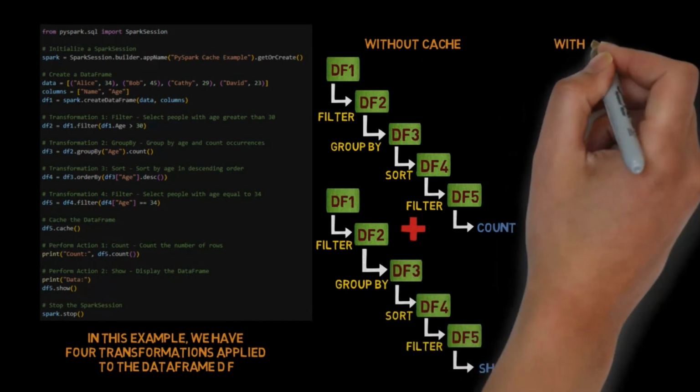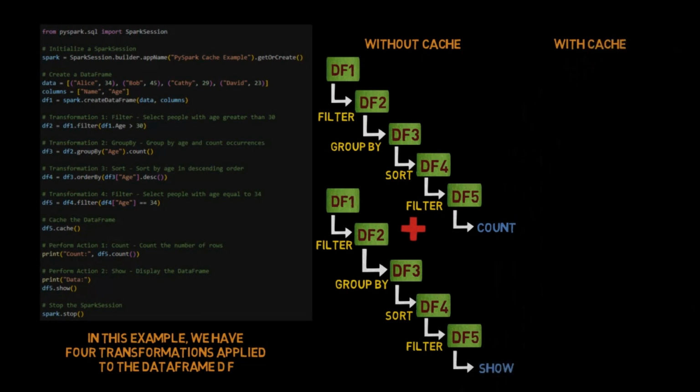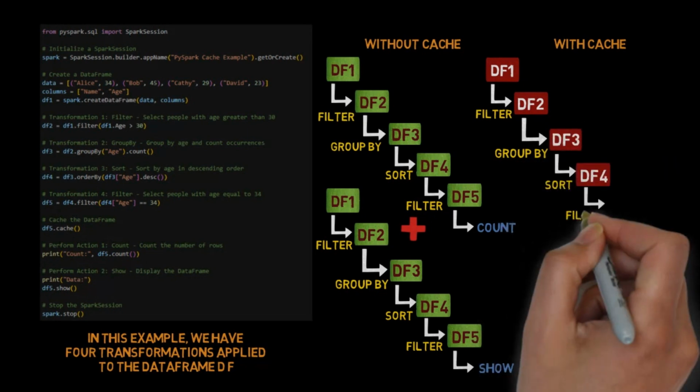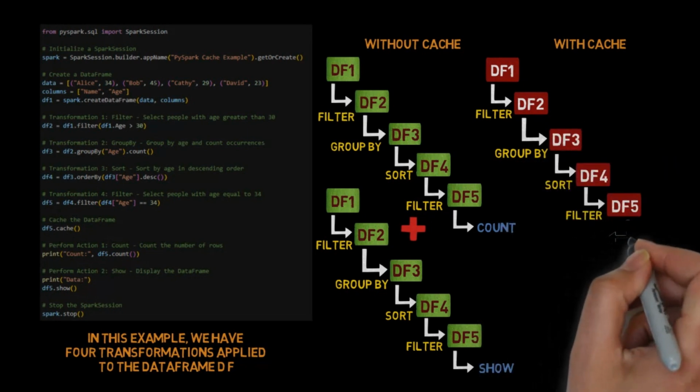However, by caching df5, subsequent actions can reuse the cached data, resulting in significant performance improvement, especially in scenarios where the same data frame is accessed multiple times.